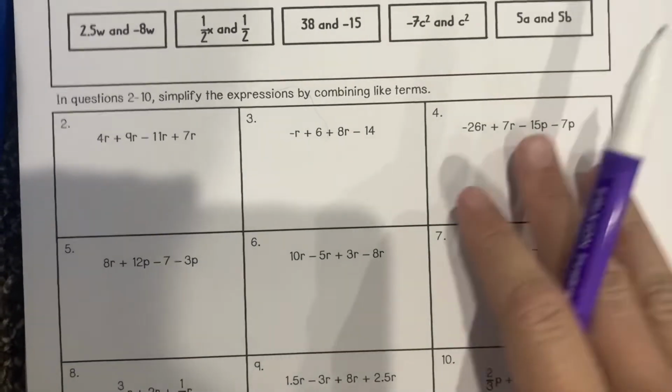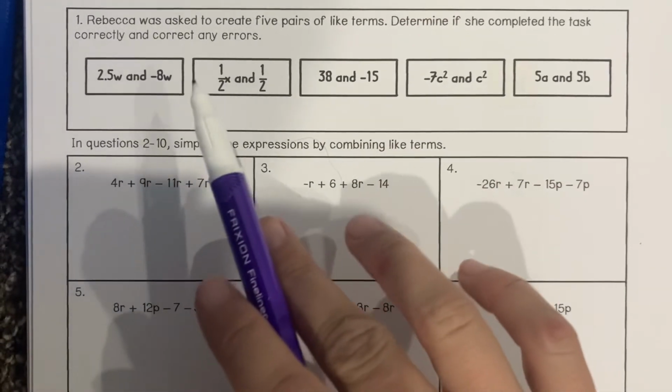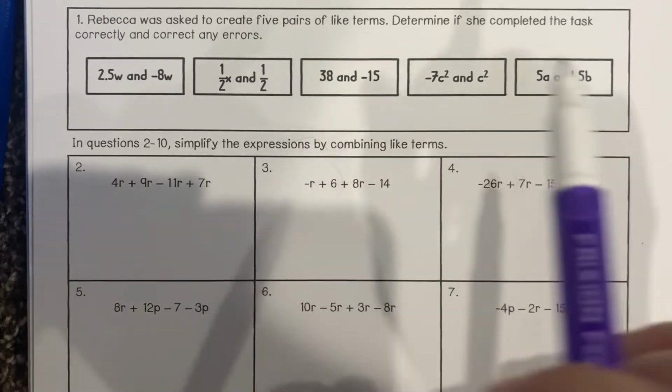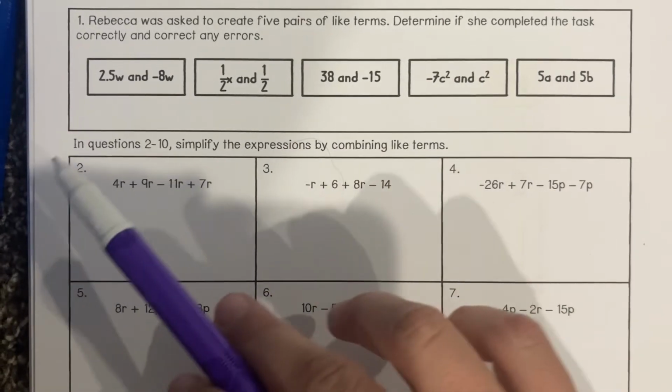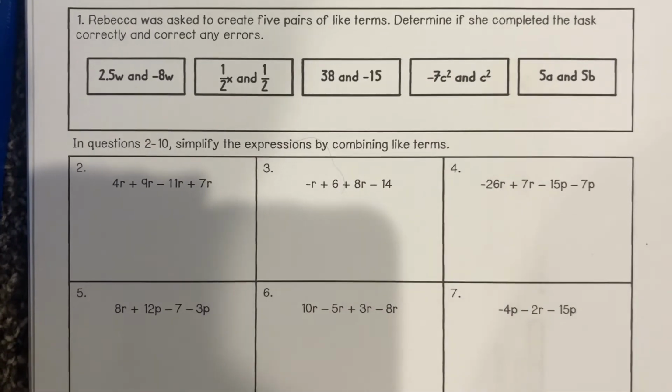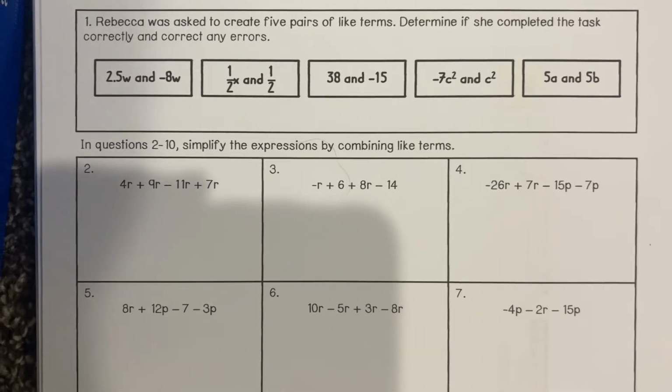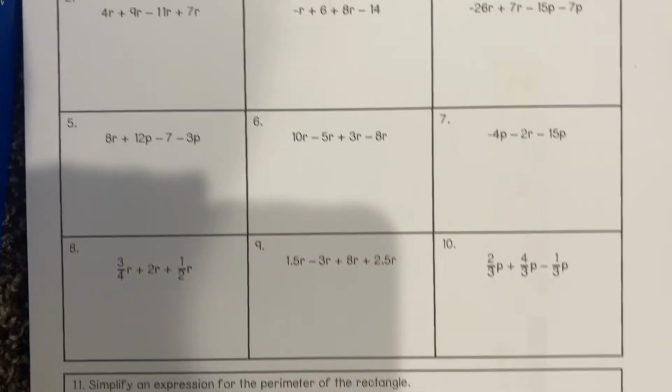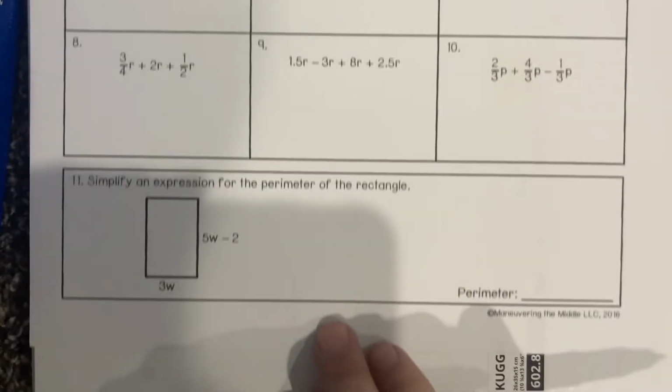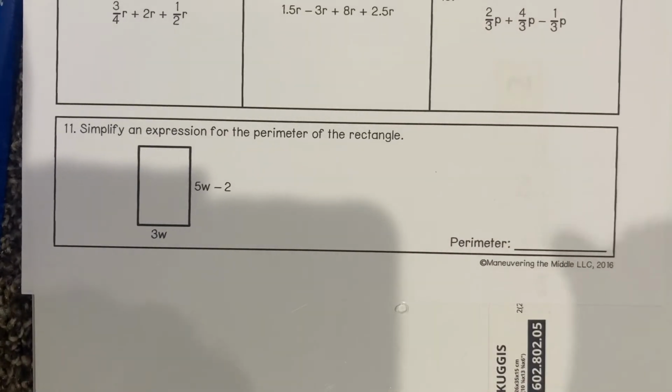Okay, on your homework, the first one says, Rebecca asked to create 5 pairs of like terms to determine if she completed the task. So make sure that all of them are like. Tell me yes or no. Circle which ones aren't. The next part is combining those like terms. And the last one is a perimeter, just like question 9.